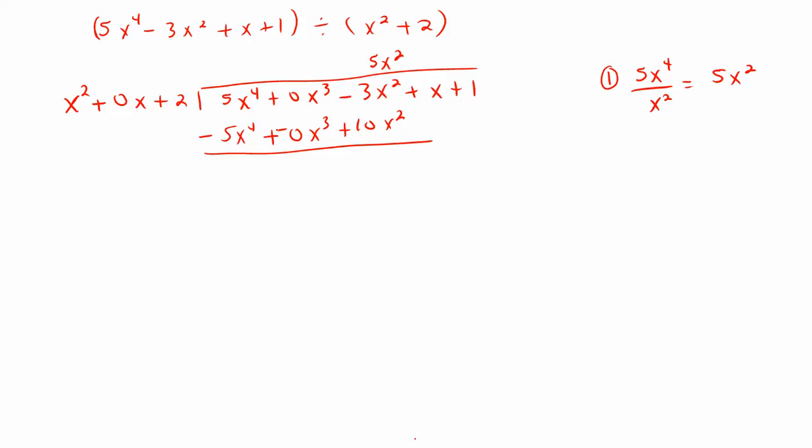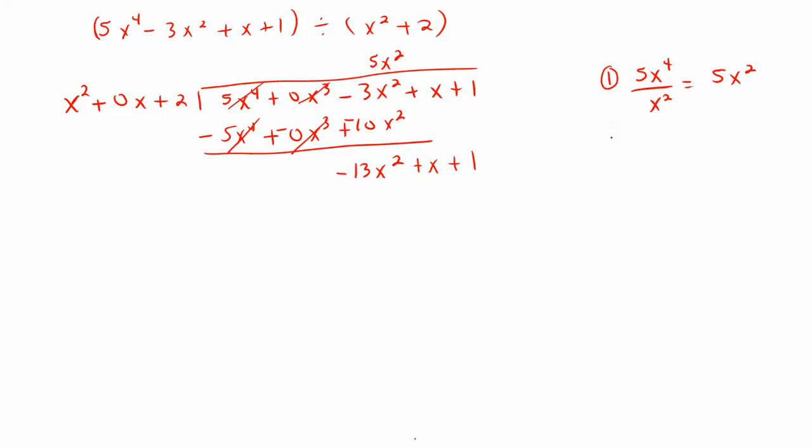It goes negative, negative, negative. 5x to the fourth minus 5x to the fourth would cancel out. 0x to the third minus 0x to the third would cancel out. Negative 3x squared minus 10x squared, or plus negative 10x squared, is negative 13x squared. Now again, I have three terms out there, so I need to bring down my next two terms, so I would have three terms to match up with it when I go through the process again.